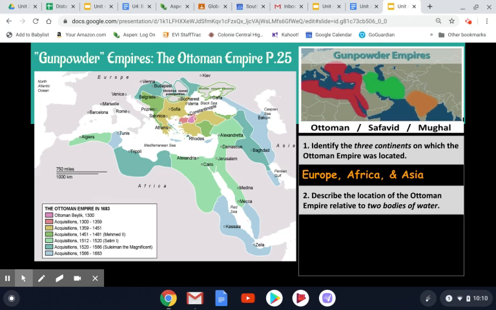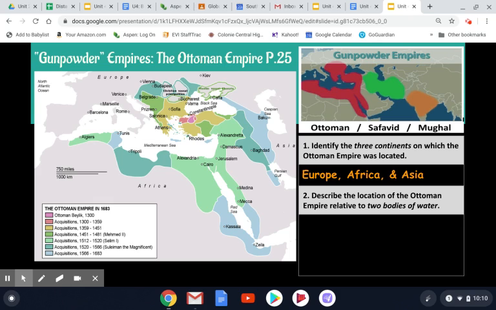So the second question is, describe the location of the Ottoman Empire relative to 2 bodies of water. So this one you can choose almost any body of water on this map and look at the territory of the Ottoman Empire to use this in your description. But I'll give you a couple of examples to use.